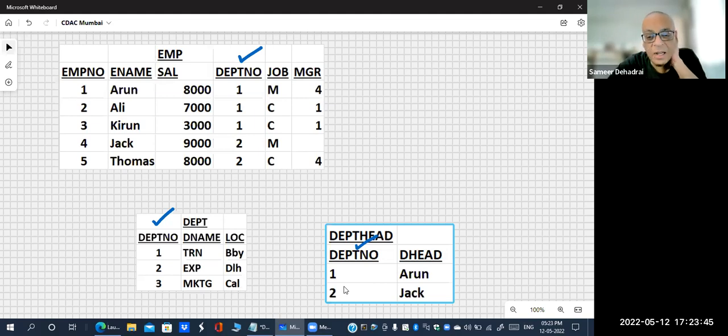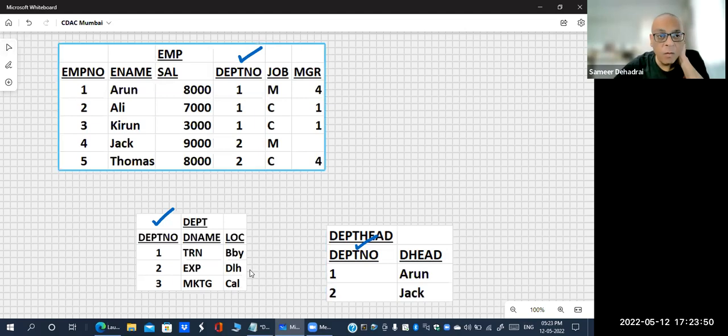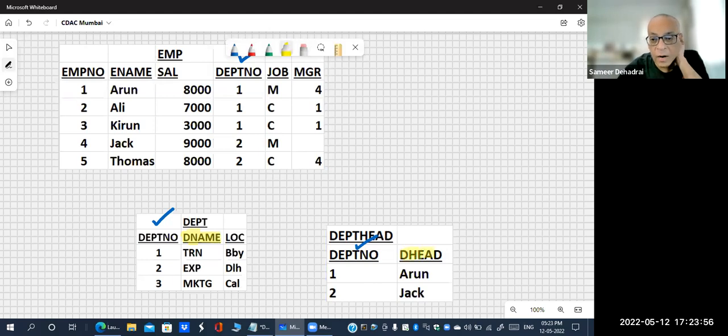Marketing is a headless department. Now, here is the thing. If you want to see D name and you want to see D head, you can join the department table with the department head table. The department number column is common in both the tables. For that matter, if you want to see the D name and ename, you can join department with EMP.